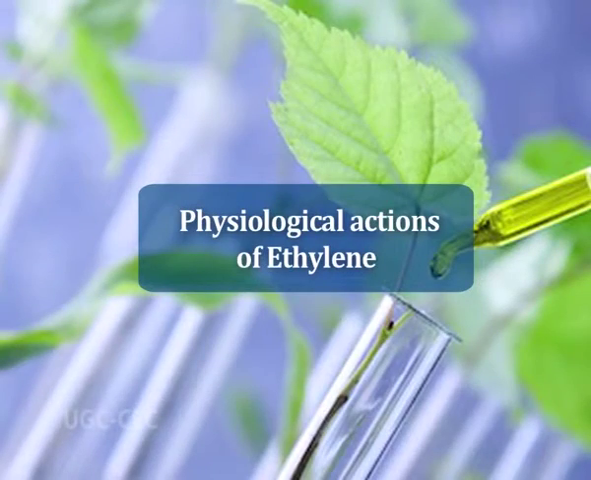Ethephon is 2-chloroethyl phosphonic acid and is an ethylene derivative sold commercially, and when applied to plants in solution form, these compounds release ethylene which produces its effects in plants. Let us now see the physiological actions of ethylene.